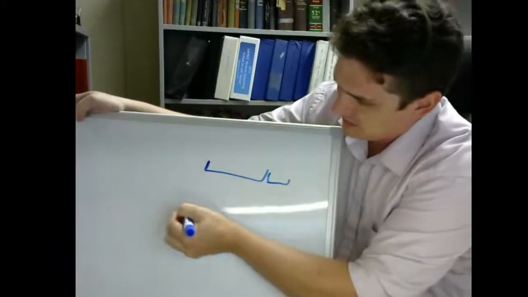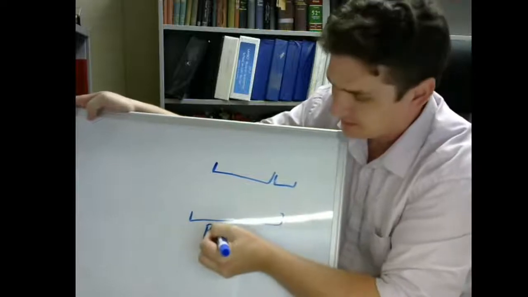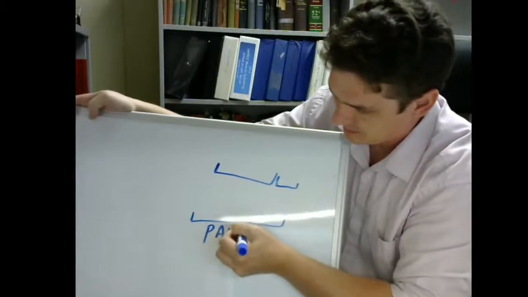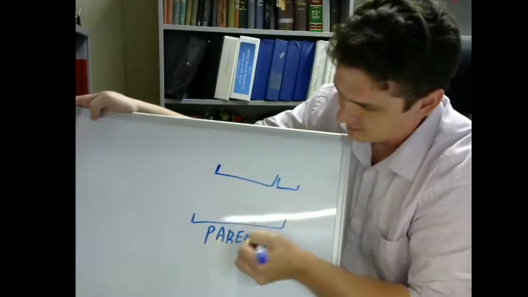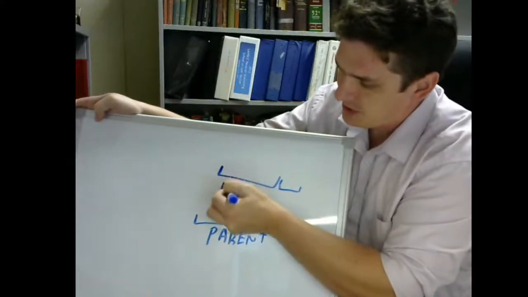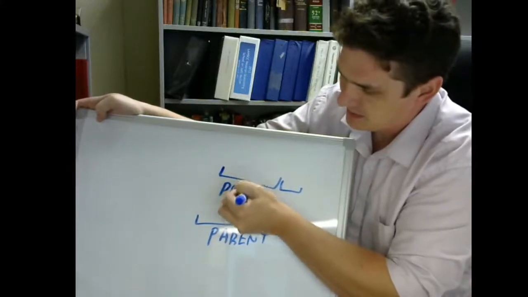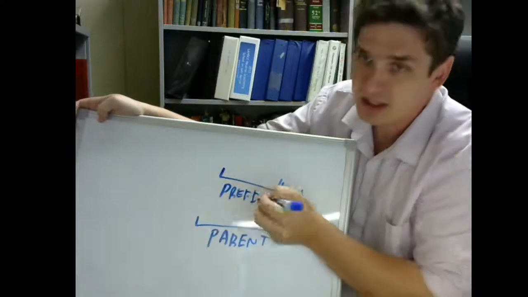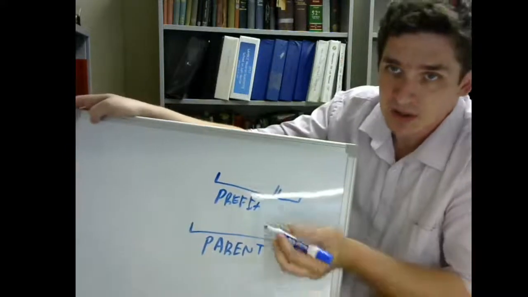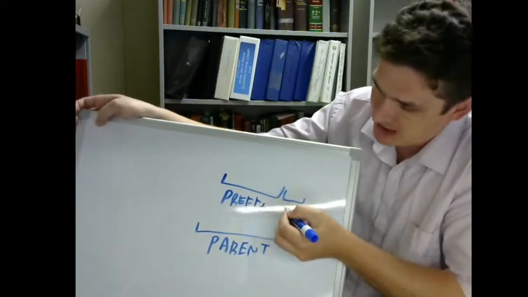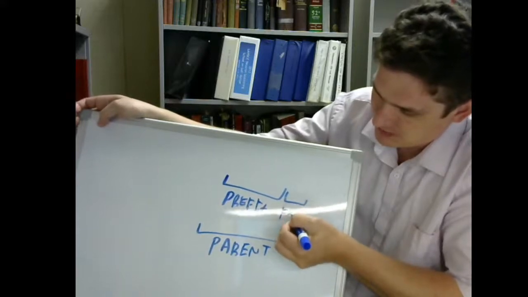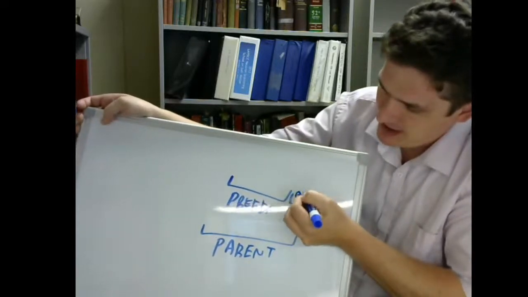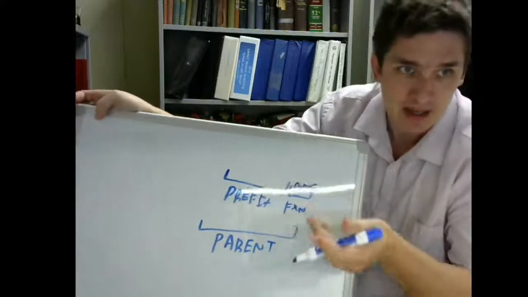A few things. We have the parent. Your parent here is going to have a prefix, and this prefix is going to designate the number of carbons and if it's a cyclo. Now, there's a little suffix at the end, and this is the functional group. So if you have ANE, it's an alkane.